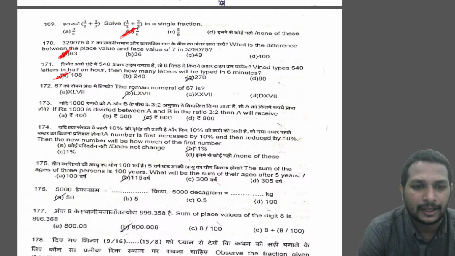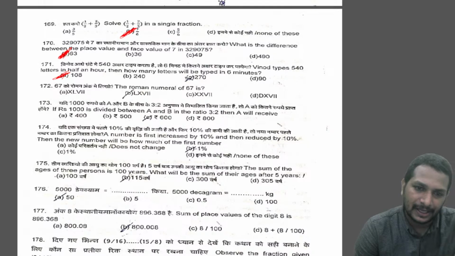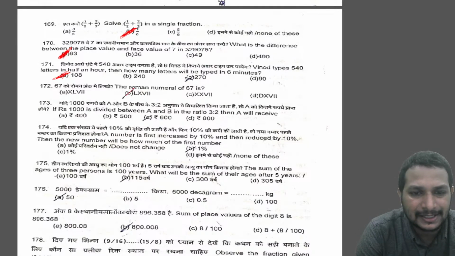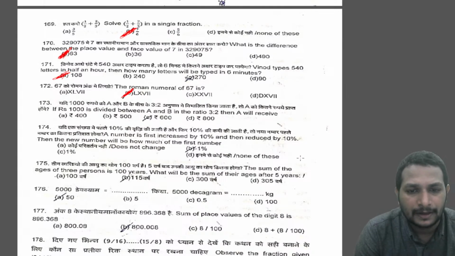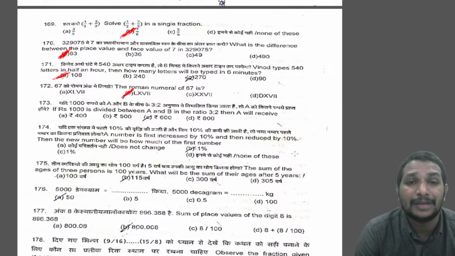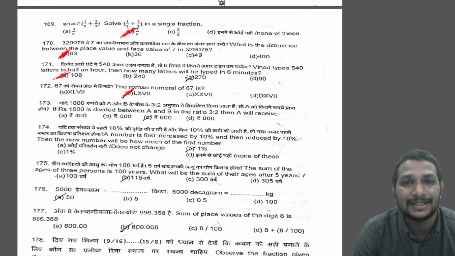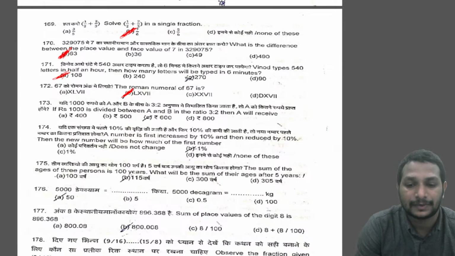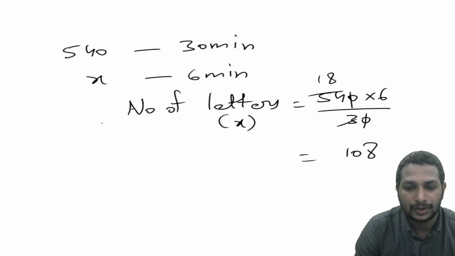Option A. Now let's see question number 172. Roman numeral of 67. So we can write this as, according to the options, LX7, right? Next is question number 173. If 1000 is divided between A and B in the ratio 3 is to 2, then A will receive. So 1000 has to be divided among A and B in the ratio 3 is to 2.